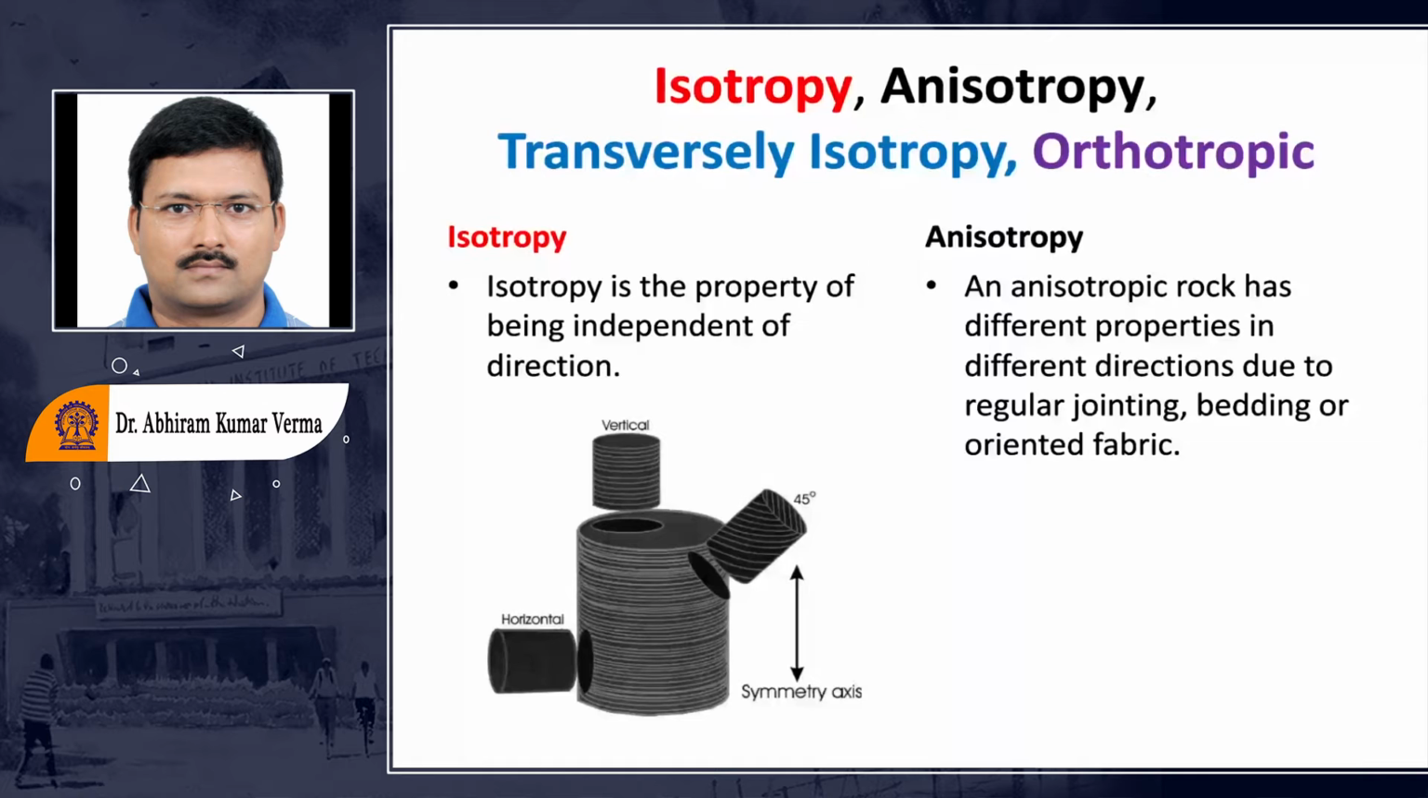It can be different because of homogeneity and heterogeneity. It may also be different because of the bedding planes, the joints, or the fractures present within the body. So we have this isotropy and anisotropy, which is very commonly used in our rock mechanics subject.